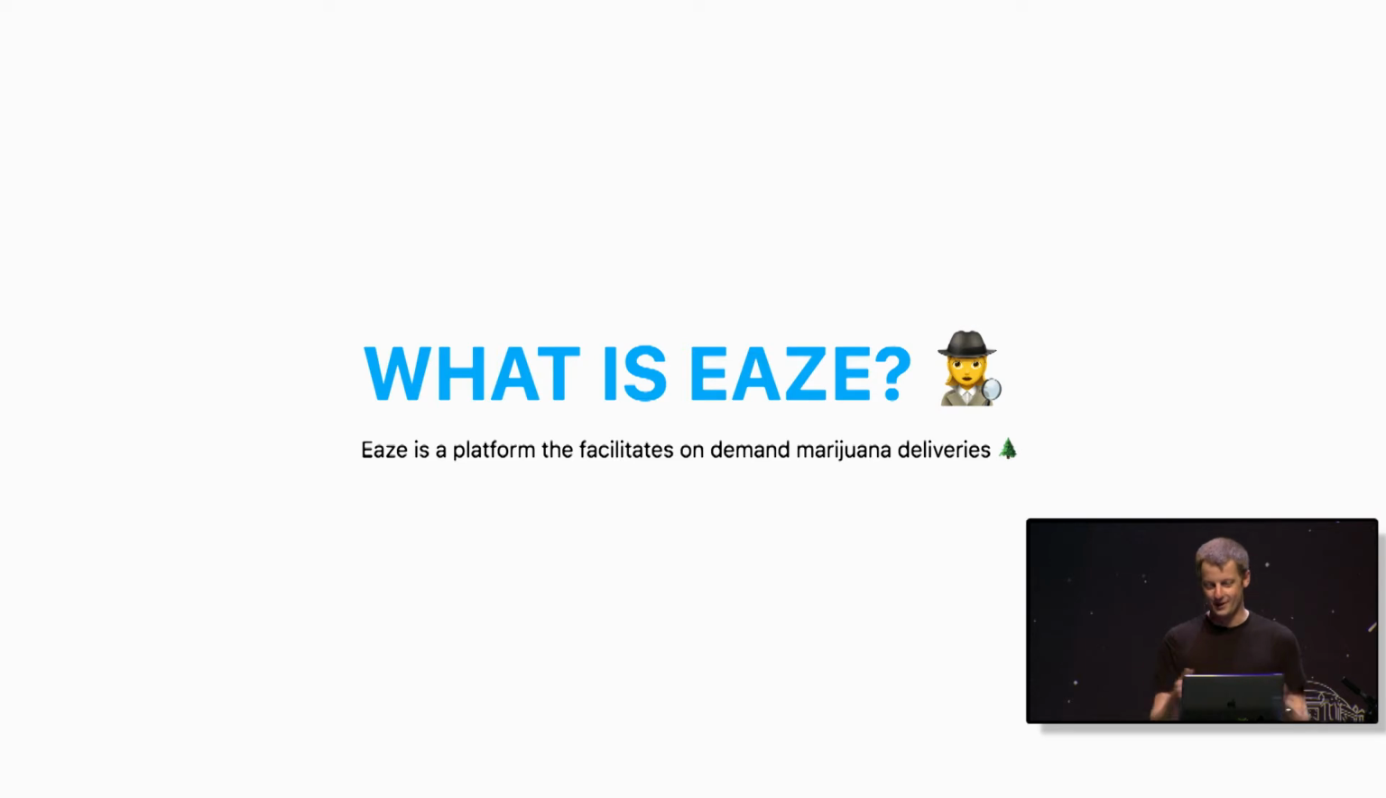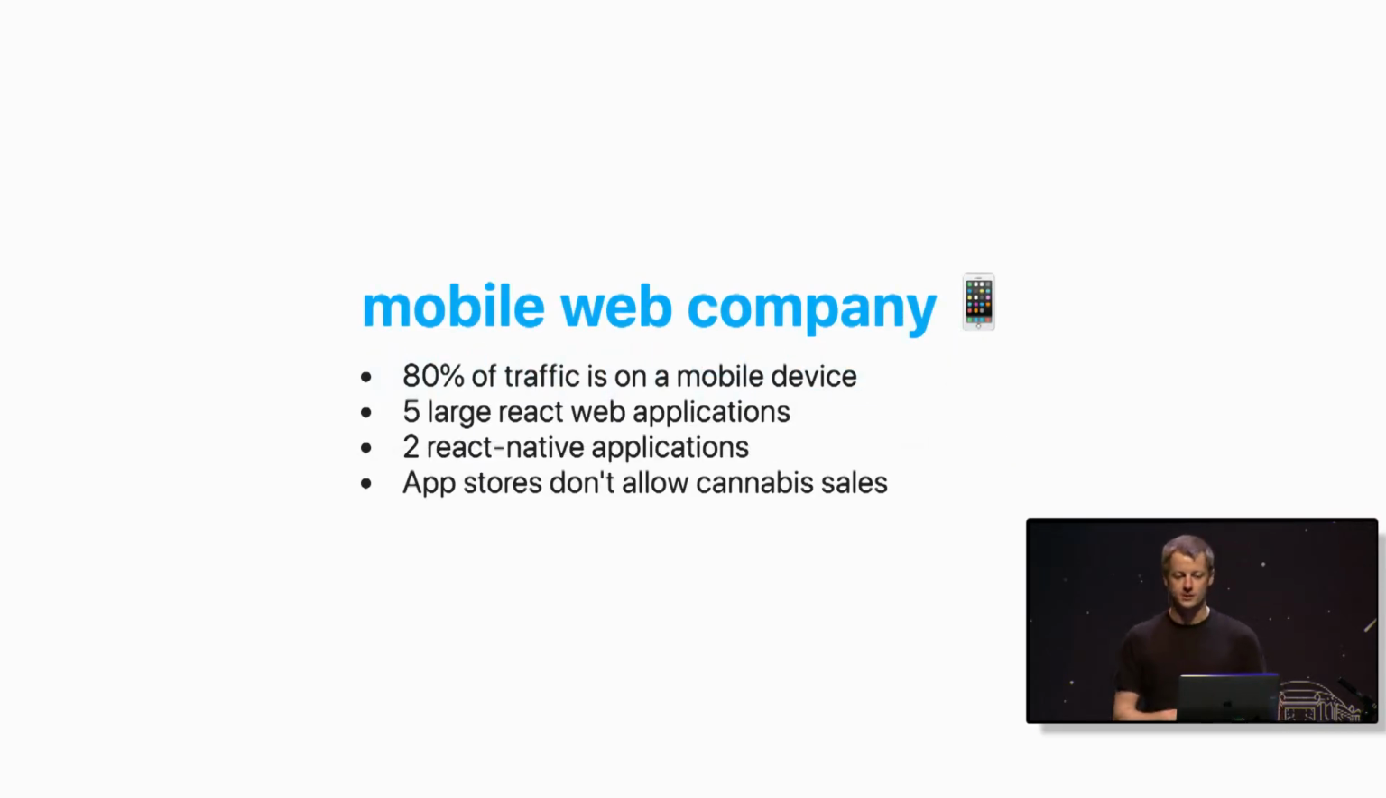Yeah, what a time. So Ease operates in 30 cities in California. We have about 130 employees, 30 of which are software engineers. Deliveries are happening every 10 seconds. And Ease is a mobile web company. And that's what I'm going to focus on. So 80% of our traffic is coming in on a mobile device, and that's a pretty unique opportunity. What's often an afterthought is our primary audience.